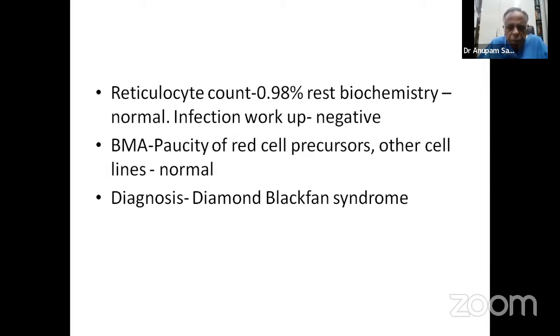Tests in biochemistry were normal, and the infection workup was also negative. Now, obviously, you'll have to do a marrow to find out the cause of anemia in this case, because the retic count was 0.98% despite the hemoglobin being 4. So it is very, very low, and if it is so low, then we have to do a bone marrow.